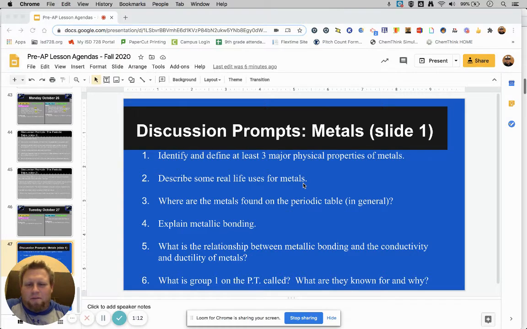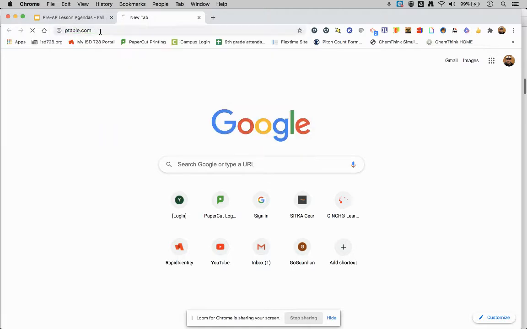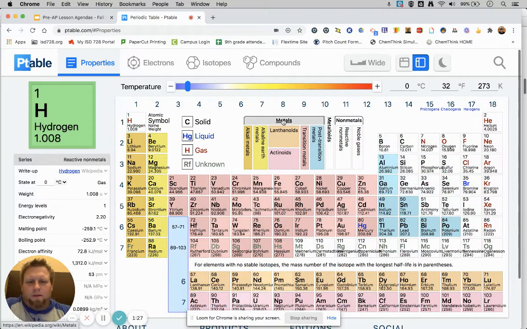So number three, where are the metals found on the periodic table in general? If we look at the periodic table here real quickly, I'm just going to pull this up right now because I forgot to pull it up before I started. If we look at the periodic table and we highlight the metals, right now I'm hovering over the metals. So these are all metals. All the ones that are in color here are all metals. So you can see that most of the periodic table is metals.